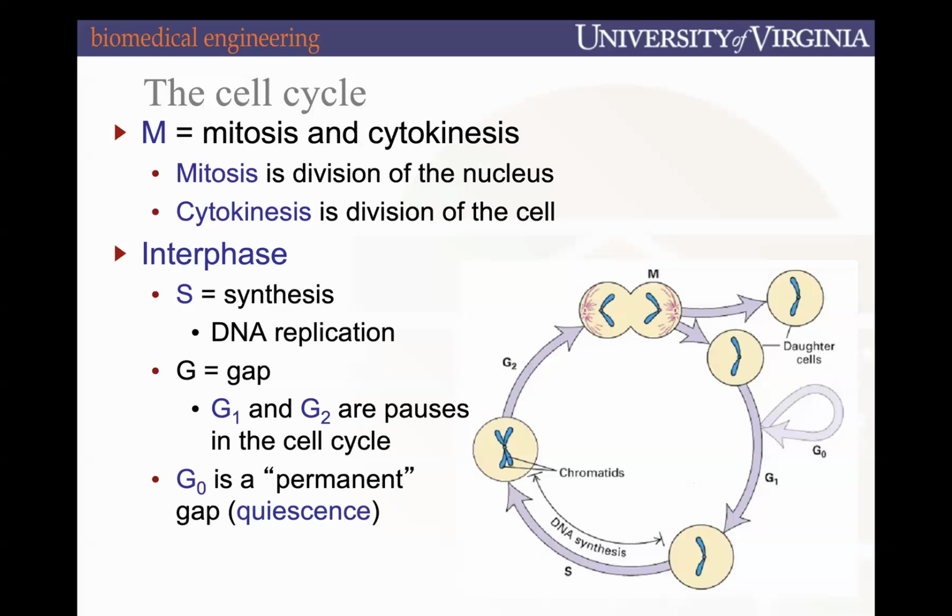So the connection with mutations, I want you to hold on to that because that's going to be what we talk about for the next few slides. The senescence, G1 or G2. That's typically where senescence, that permanent arrest, typically occurs.